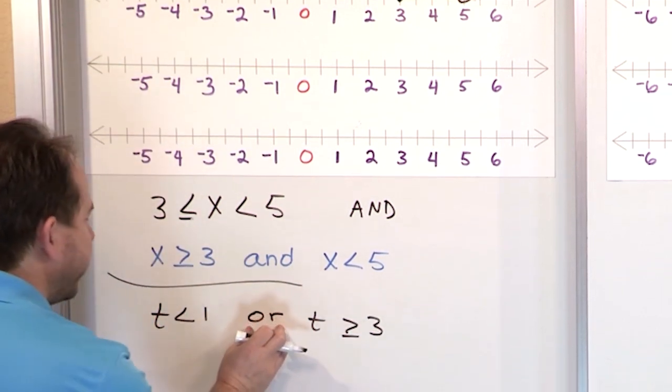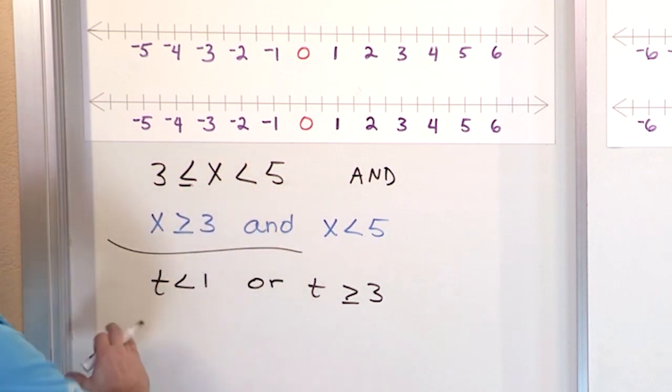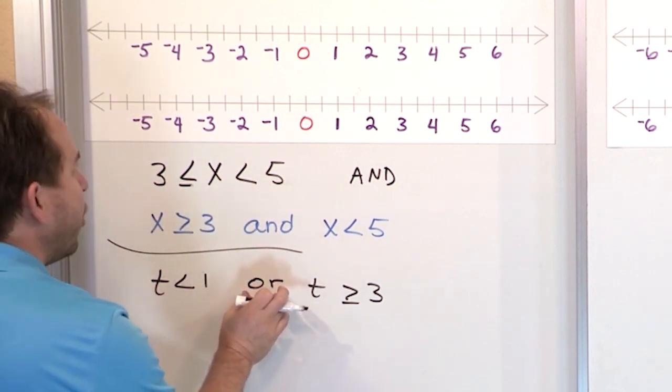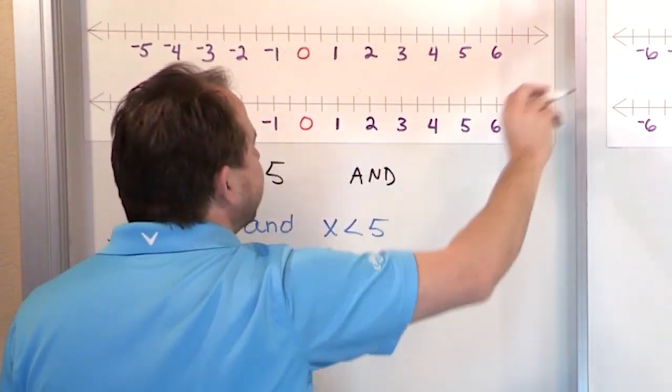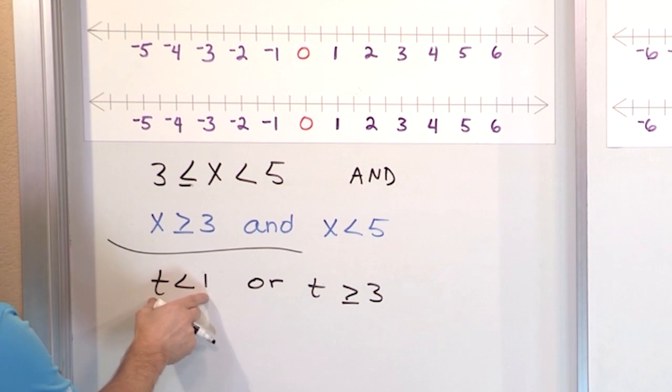So because the word or is here, there's no double inequality. You can't write it that way. And because there's an or, you know it's not going to look like a line segment. You know it's going to look like kind of two different directions going off in the number line here. So let's see what it looks like.